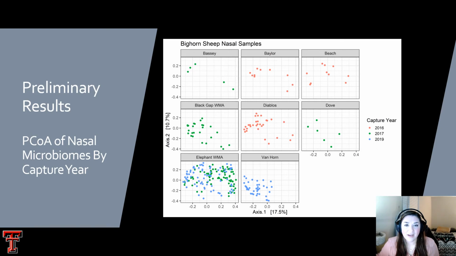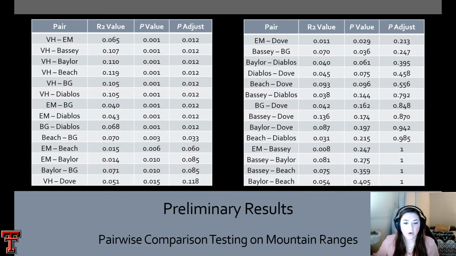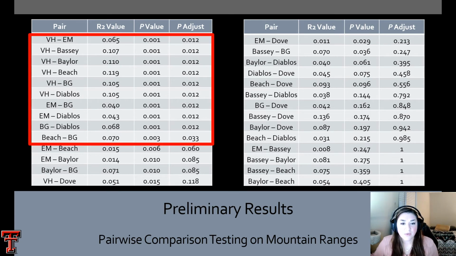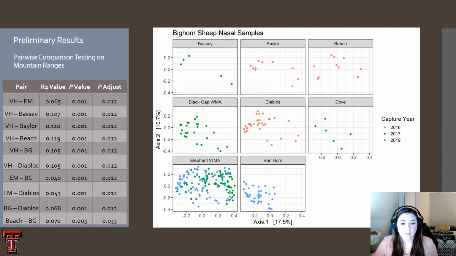So I ran an overall PERMANOVA for mountain range and sex, where we found sex insignificant, but then we did find the mountain ranges to be significant. So from there, I broke them down to their pairwise comparison testing on the mountain ranges, and I adjusted the p-value for multiple testing corrections. These were the ones that we did find significant, so we're only going to focus on those.